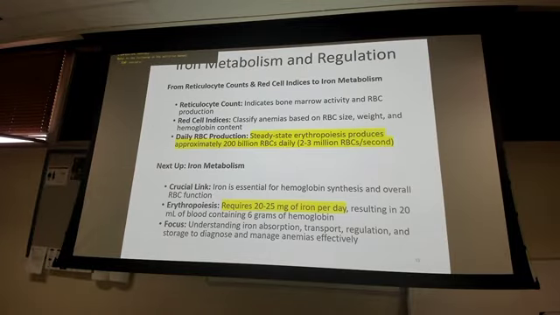All right, iron metabolism and regulation. So this is just saying that retics indicate your bone marrow activity. Red cell indices classify the different anemias based on size, weight, and hemoglobin content. And you know, we produce about 200 billion red blood cells a day. Pretty remarkable. And we require about 20-25 milligrams of iron per day.